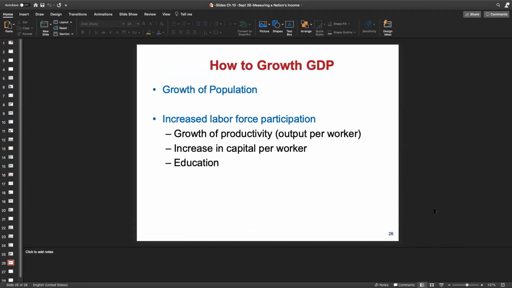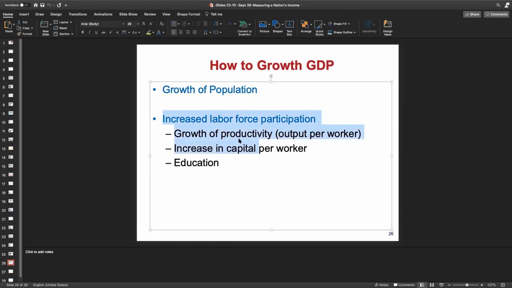So now, how can we actually increase this growth in GDP? One is by growth in the population. Of course, more population means more labor in the market. But more population and more labor doesn't mean that all the population can participate in the labor force. So the most important factor is that we increase the labor force participation.